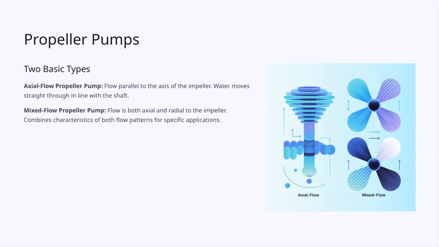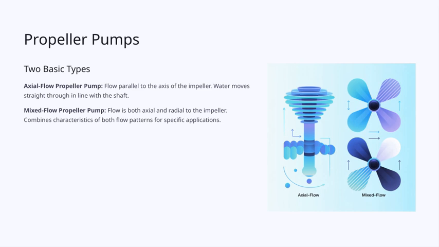Next, we have the mixed flow propeller pump. This one combines characteristics of both axial and radial flow patterns. In other words, the flow is both axial and radial to the impeller. This makes mixed-flow pumps versatile for specific applications where you need a balance of flow rate and pressure. Understanding these two types helps us select the right pump for different situations, which is essential in optimizing system performance and efficiency.